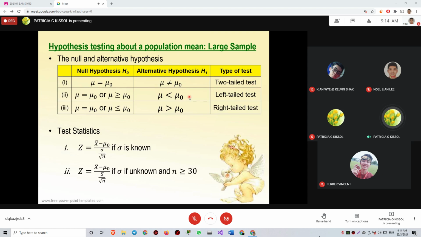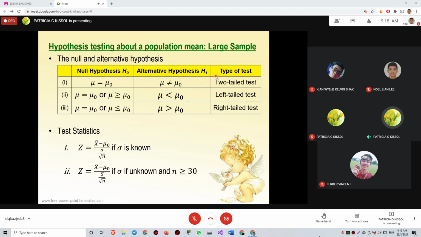But if the question indicates less, lower, decrease, words that signify less than, then we do a left tail test, one tail. And if the question is opposite to number 2 here, meaning like greater than, more than, increase, then we do a right tail test.